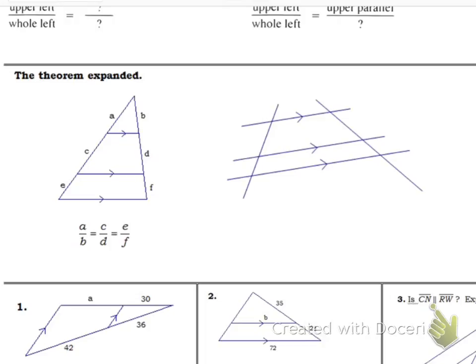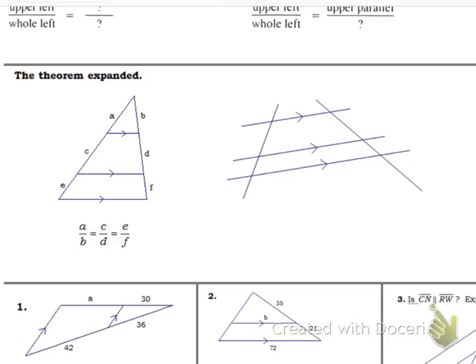All right, we can expand this theorem two different ways. The first way is, what if I have multiple parallel lines in a triangle like this? Well, then I can say that A to B is equal to C to D is equal to E to F. That's the easiest way to do it. Don't go too crazy with it where you're trying to compare A to E or something, or B to F. Just go straight across. That's the easiest way to do it with more than one parallel line.